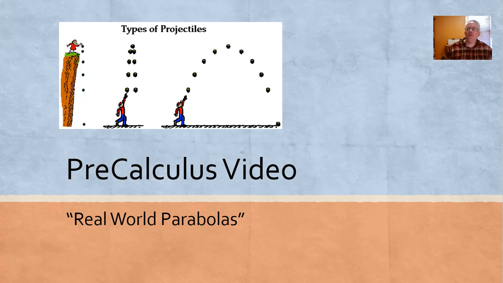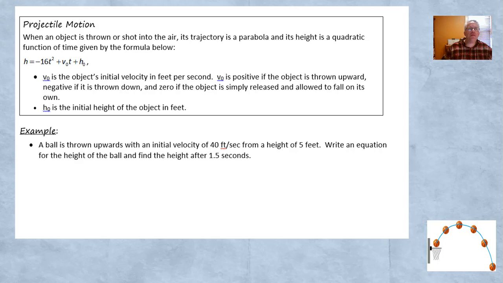In this video, we're going to study real-world parabolas. We're going to see how quadratic functions occur naturally in physics and the world. So, we're going to study projectile motion. Projectile motion is when you throw an object or shoot an object into the air. And from physics, we have a formula for the height of the object as a function of time. So if you tell me the time t, we can put it in here and calculate the height h.